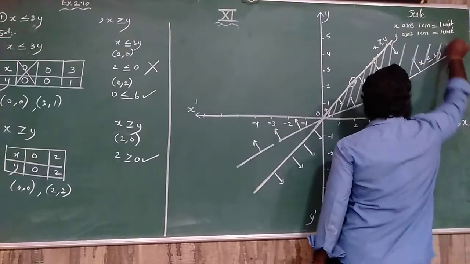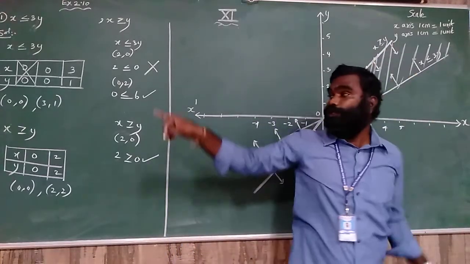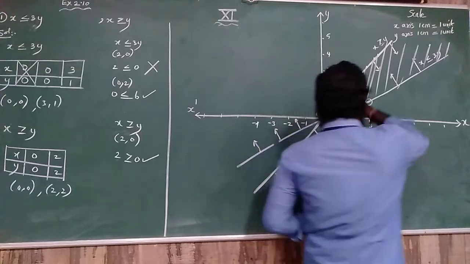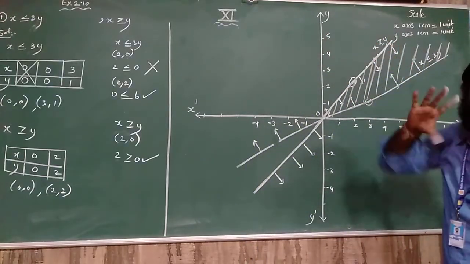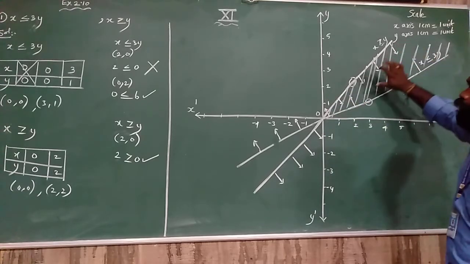This is our feasible region. So this is the solution for these inequalities. In this region, any point we can apply will make the inequalities correct. So this is our feasible region for this sum.